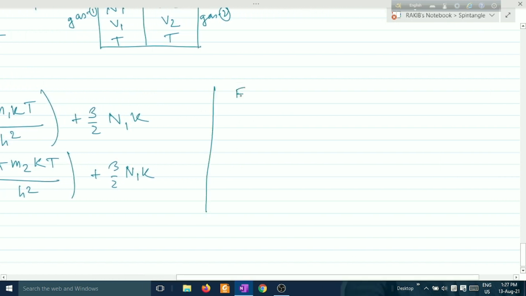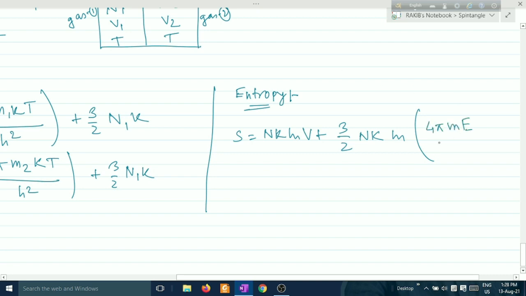We have the formula of entropy. What was the entropy? S equals nk ln v plus 3 by 2 nk ln, the formula was for 4, I think this is 4 pi m e by 3 n h square, I think this is correct, and 3 by 2 nk.